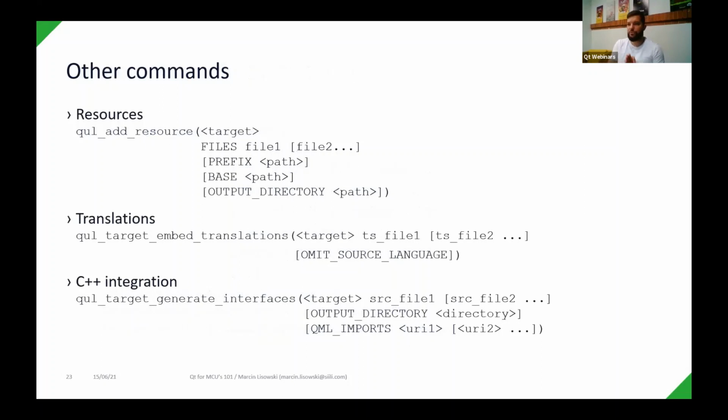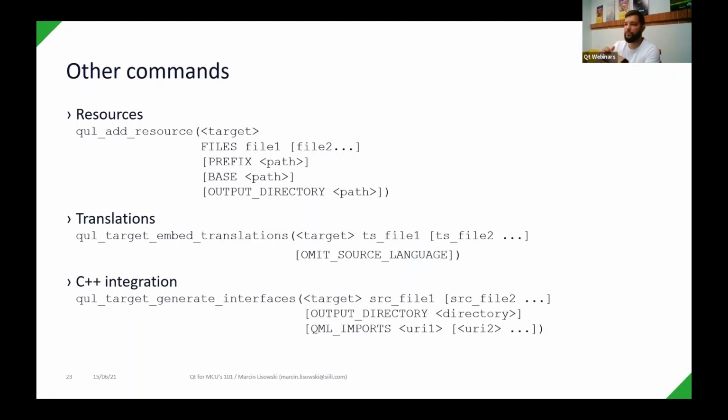Ql add resource is for adding images. So this macro will be used for adding any PNG, JPEG, and so on files to your project. There are also a prefix and a base. The prefix will mean that all of the asset paths will require the prefix in your QML to access those files in the image component, for example. And the base path is to shorten the path of your files.